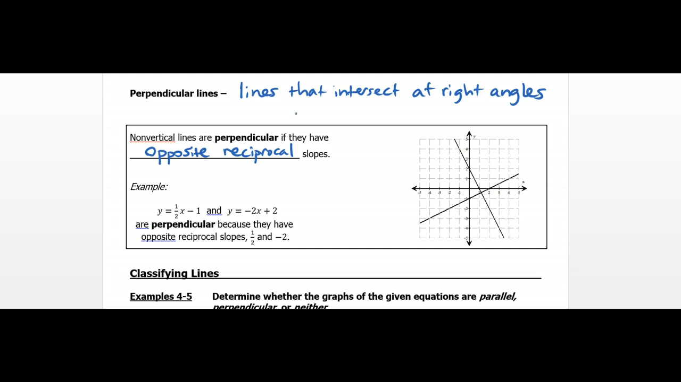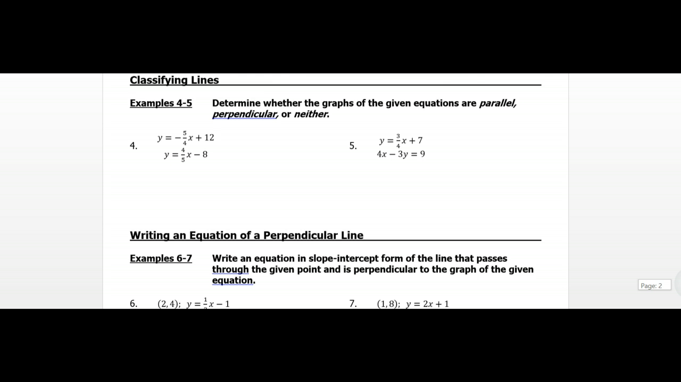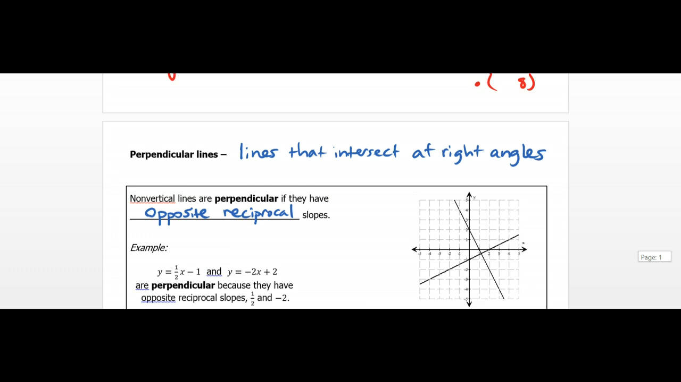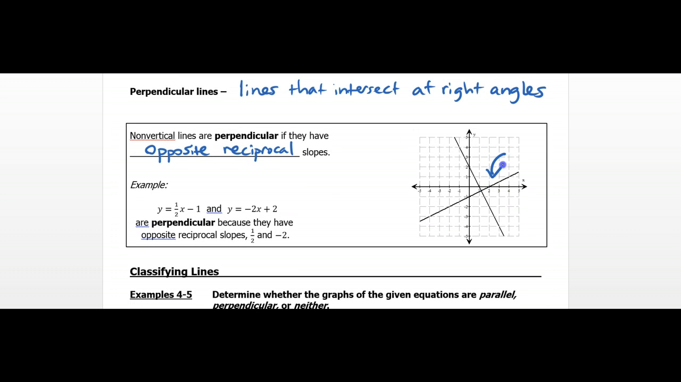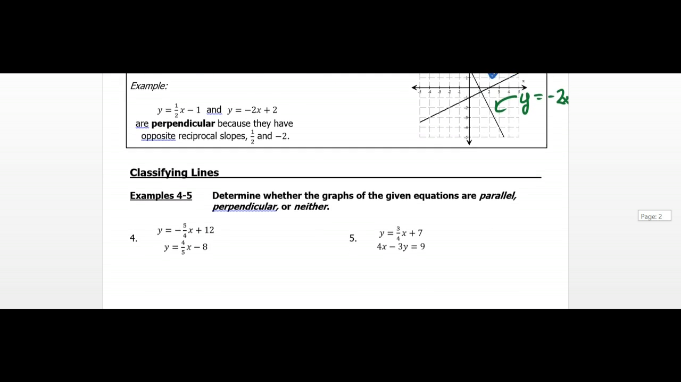What that means is, if I have the line y equals 1/2 x minus 1, which is right here, a line perpendicular to that would have to have a negative slope. It would also have to have a slope reciprocal of 1/2, which would be 2. So the negative reciprocal of 1/2 would be -2. So this line right here would have to be y equals -2x. In this case, it's y equals -2x plus 2. So opposite reciprocal slopes is what gives you perpendicular lines.